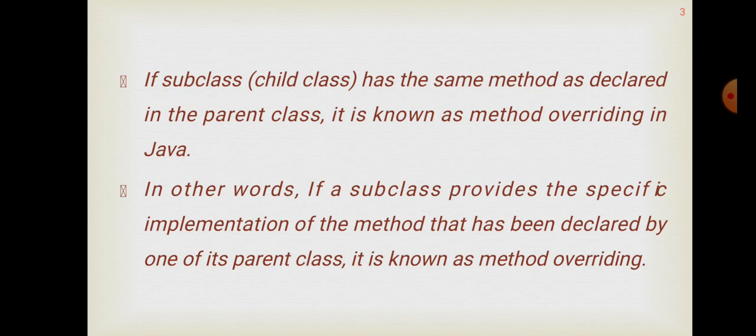So we are going to see what is method overriding. If a subclass or the child class has the same method as declared in the parent class, it is known as method overriding in Java. In other words, if a subclass provides a specific implementation of a method that has been declared by one of its parent classes, it is known as method overriding. That is, if both the parent class and the subclass have the same methods but with different implementations, that is called method overriding in Java.